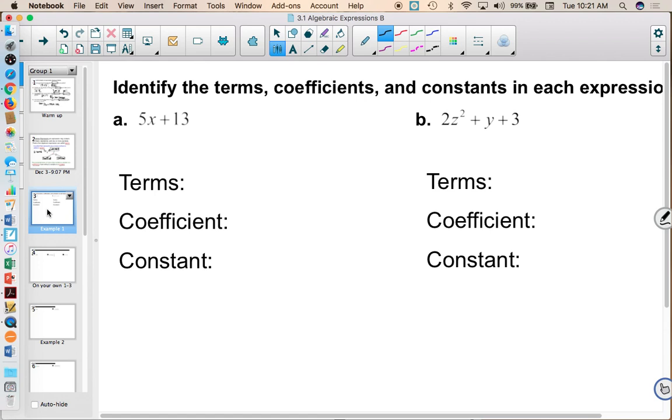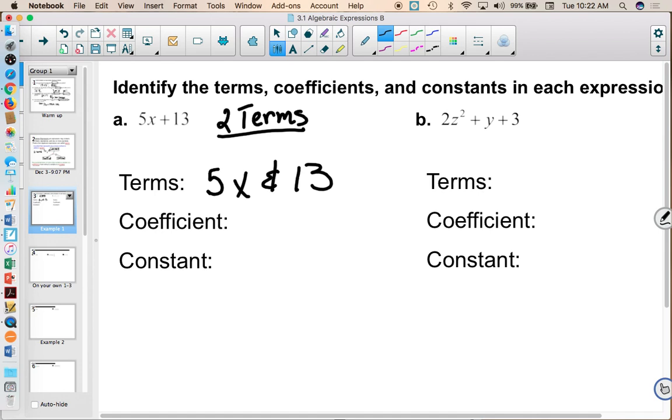Okay, so how many terms are in this first one? A. How many terms are there? There is 2. Good. And I didn't have that there, but I'm going to make a note. 2 terms. Okay? What are the terms? 5x and 13. Good.